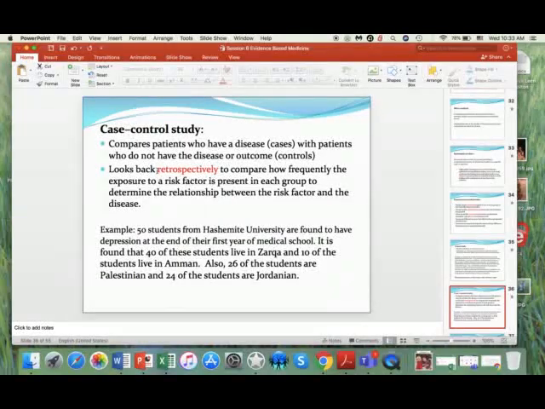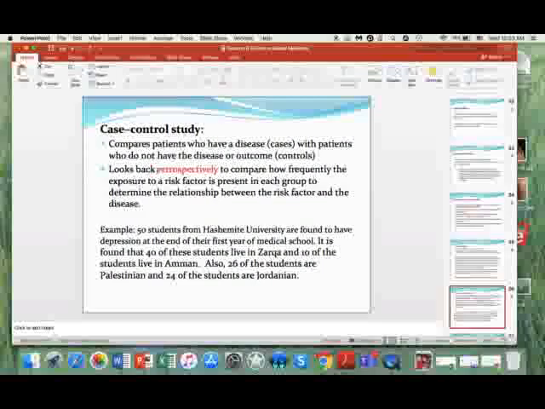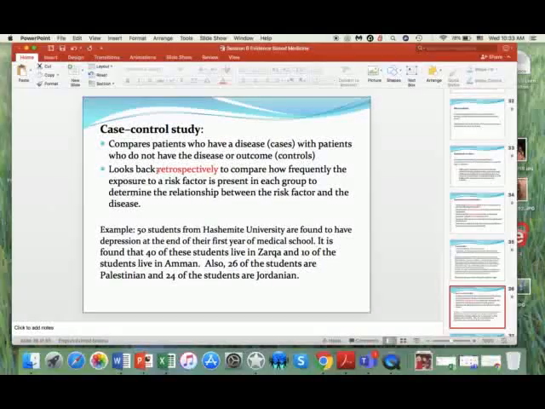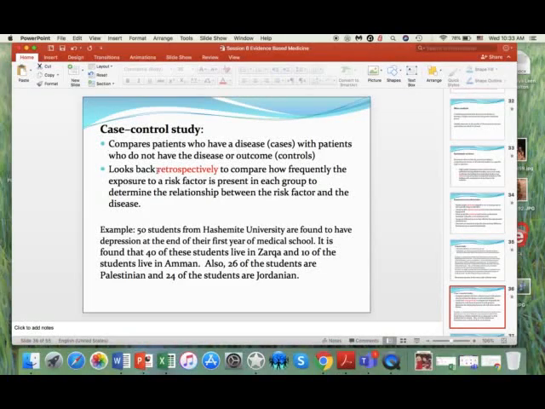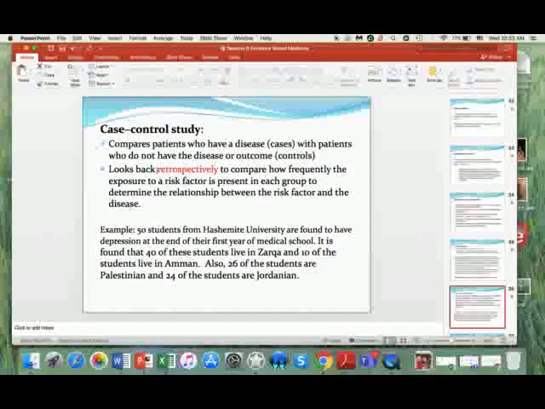Retrospectively, we're looking back and trying to see, is there any reason why we're seeing the data that we're seeing now? So, for example, if we look at the same case but from a different angle, we have 50 students from Hashemite University that are found to have depression at the end of their first year of medical school. It's found that 40 of these students live in Zarqa and 10 of them live in Amman. Also, 26 students are Palestinian and 24 students are Jordanian.